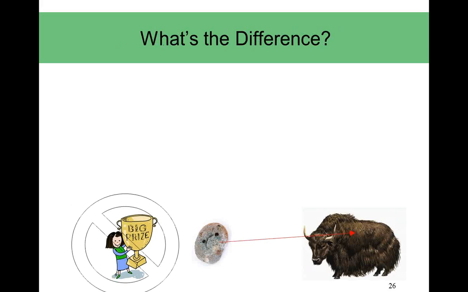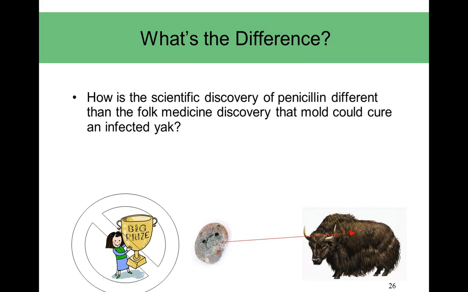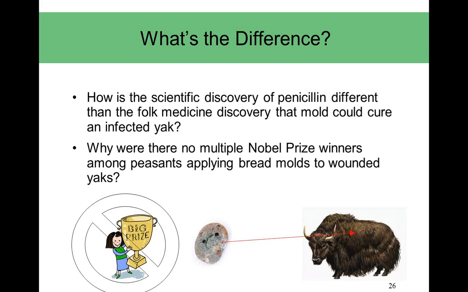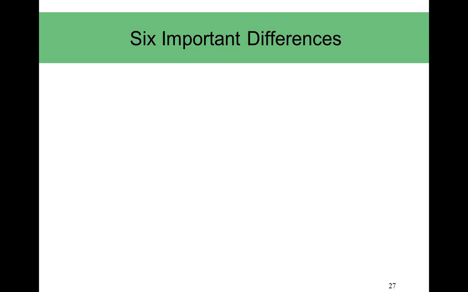So the question becomes, what's the difference? Why do we not give a Nobel Prize to people in indigenous societies retrospectively for having discovered penicillin? How is the scientific discovery of penicillin different from the folk medicine discovery that mold could cure an infected gnat? Why are there no multiple Nobel winners? There are 6 important differences, and this slide, number 27, is the most important slide in the deck. If there's anything you take away with you, it should be these 6 important differences between the indigenous societies and the medical discovery and articulation.